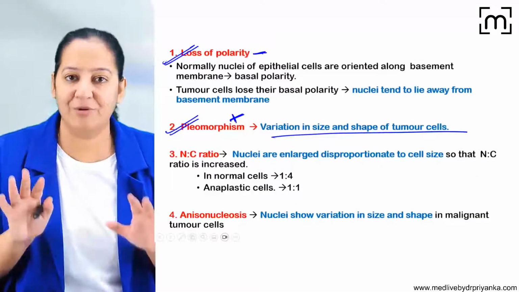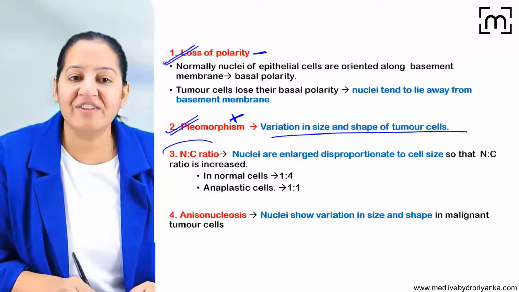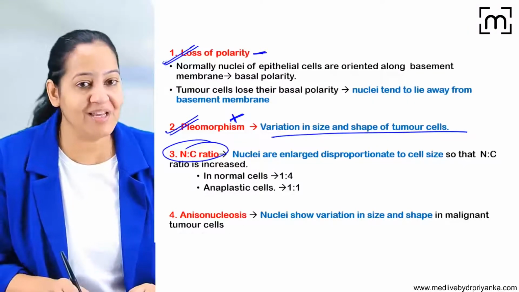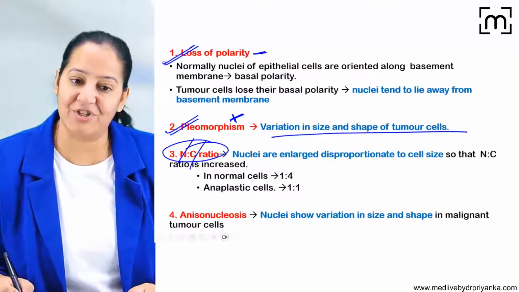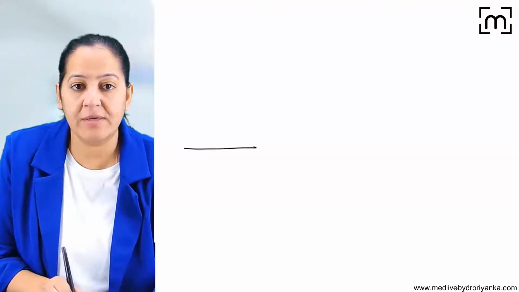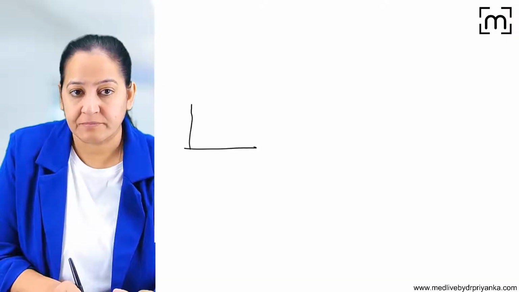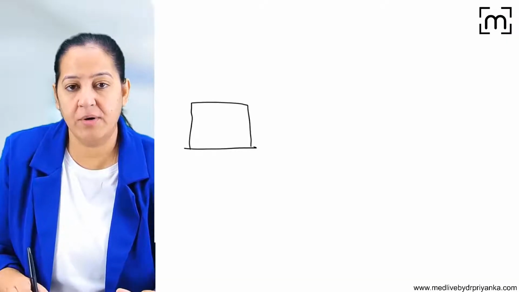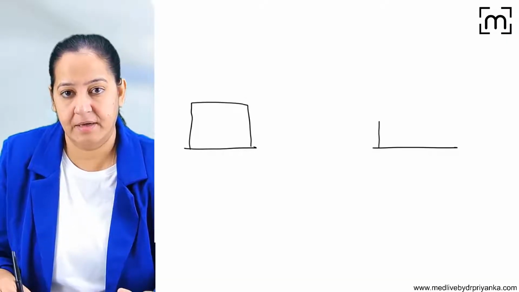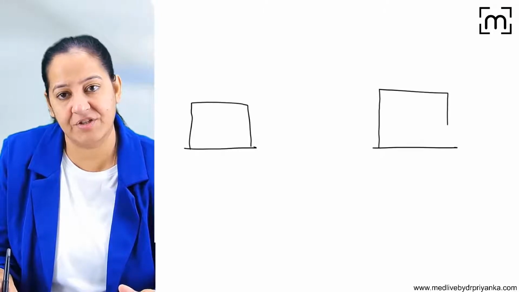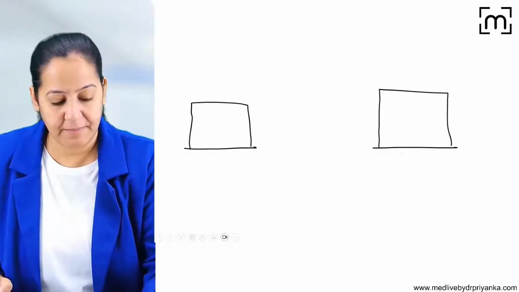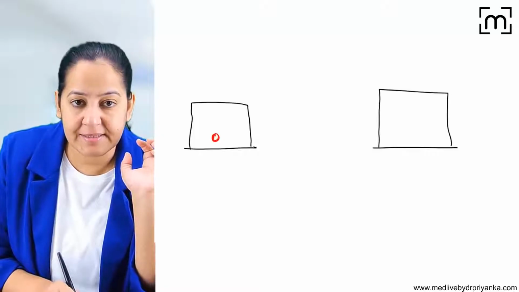The third feature, I have to teach you 10 features. The third feature is the NC ratio. What is NC ratio? Nucleus cytoplasmic ratio. What do you mean by that? I will draw. So let me draw a cell which is normal. And let me draw a cell which is anaplastic. Anaplastic cell is a little bit larger than the normal maybe. But sometimes it can be the same size. And here this is the nucleus.